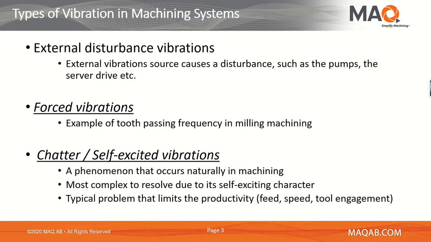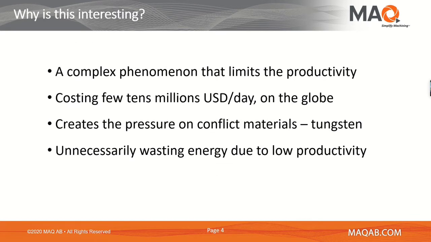And the third category we talk mostly about is chatter, the self-excited vibration, and that is actually a phenomenon that occurs naturally in machining, and is quite complex to resolve because of its self-exciting character. This is also a typical problem that limits productivity, such as the feed speed and tool engagement and so on. Today in the presentation, we're going to focus mostly on the latter 2 parts, the forced vibration and the chatter, because those 2 are more difficult to handle compared to the external disturbance.